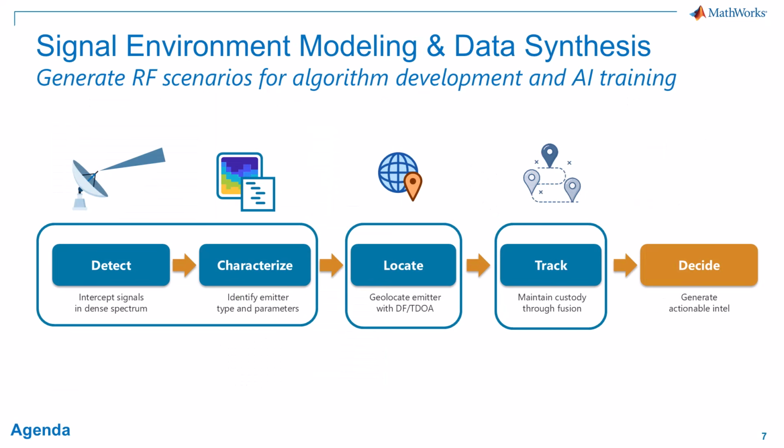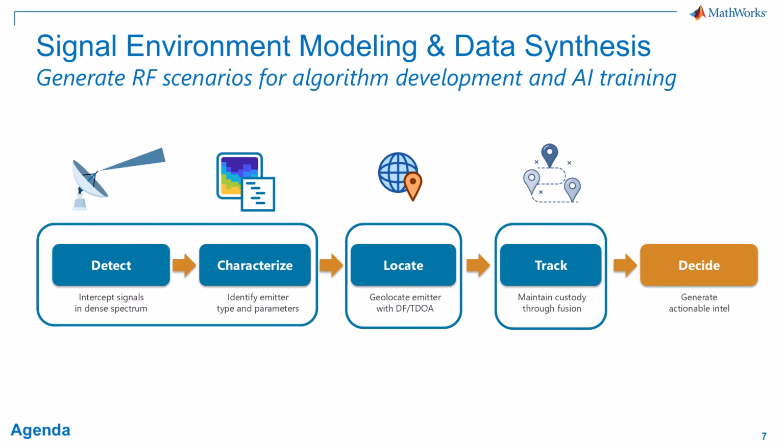So here's the structure. We will follow the passive ES signal chain from left to right. First, signal environment modeling, like how do we generate realistic electromagnetic scenarios for both algorithm development and AI model training. The contested spectrum isn't getting simpler, so generating high-fidelity synthetic data is foundational to everything that follows. Then, signal detection and characterization, intercepting signals in dense, congested spectrum and identifying what they are.